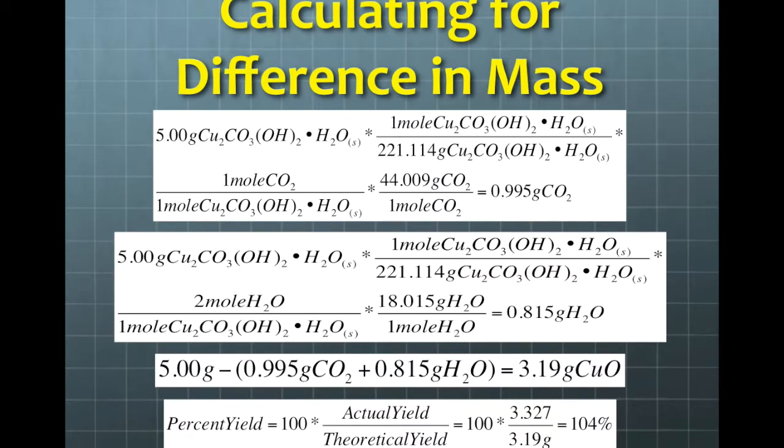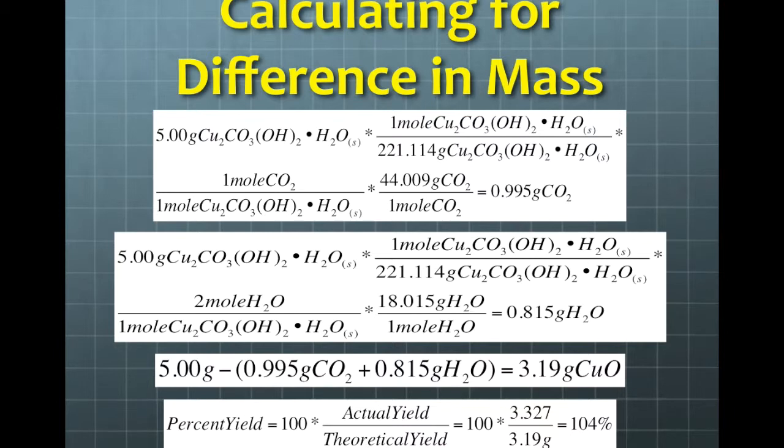According to the law of conservation of mass, we must have the same amount of substance on both sides of the chemical reaction. We can use this law to determine the lost mass from the CO2 and water vapor. To do this, we need to use molar ratios and masses to convert our initial 5 grams of copper-2 carbonate hydroxide hydrate into grams of CO2 and H2O.